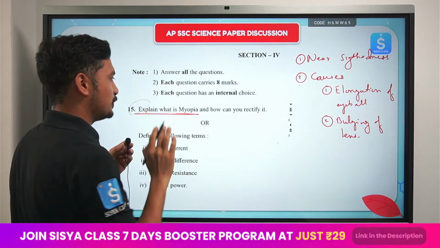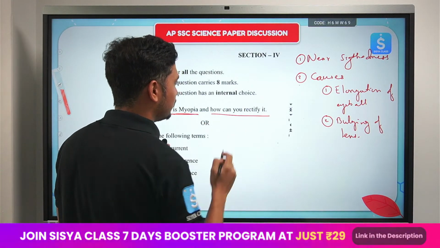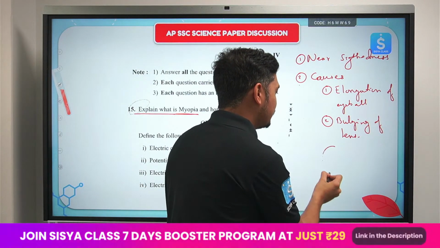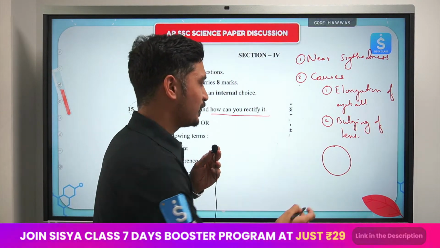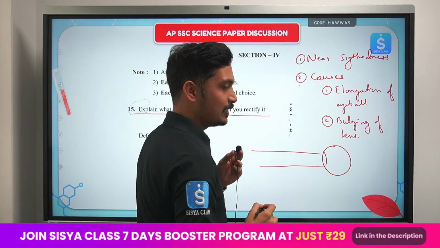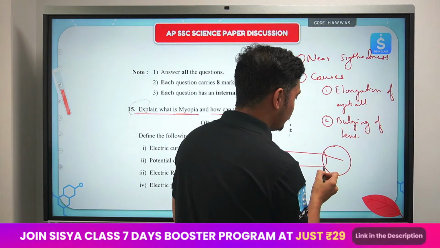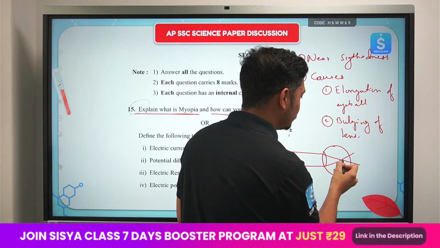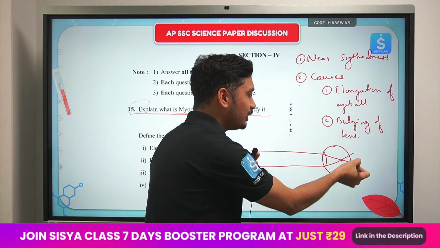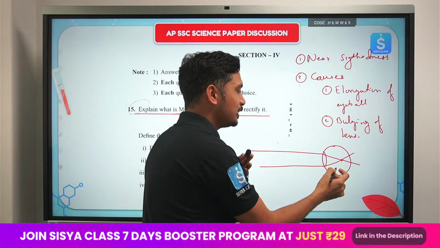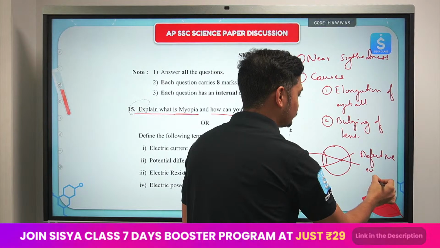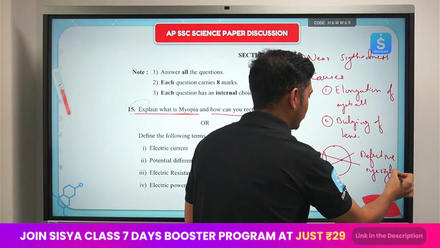Explain what is myopia, done. Now the second part is how you can rectify it. This can be explained by making some diagrams. If I create the diagram for a myopic eye, we can create a circle showing the cornea and then draw two rays coming towards the cornea, and they converge to a point which is before the retina. The convergence was expected to happen on the retina, but it happened before it. So this is defective eyesight. So how would you correct it?